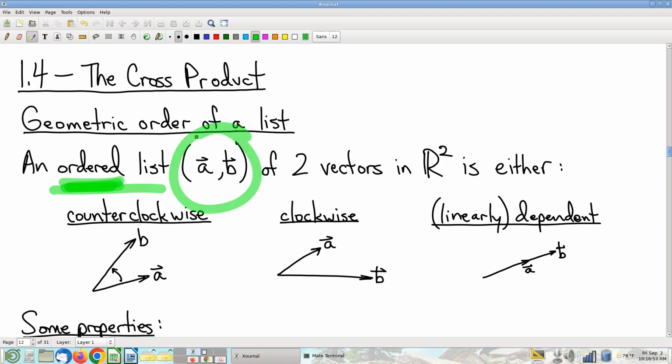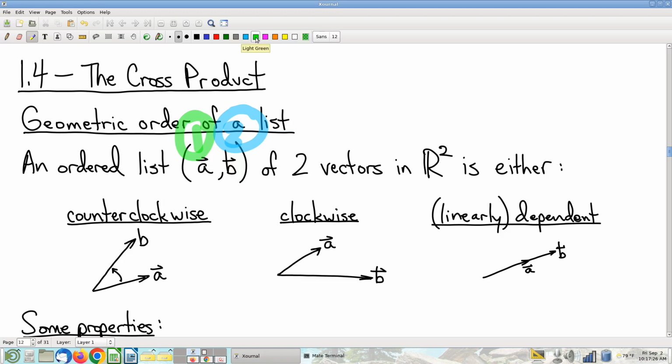So this is not the set including the vectors A and B. This is the ordered list. A is first, B is second. Not because of alphabetical order, but because I chose to write them that way, and I'm interested in having written them in that order. Let me emphasize, in this case, the way I have it drawn, A is first, and B is second.